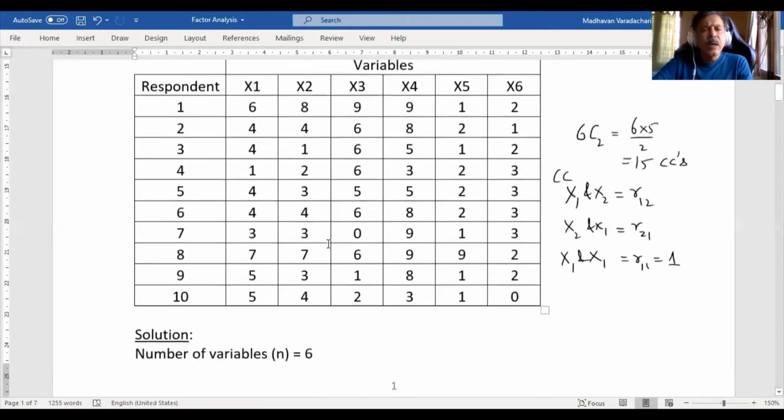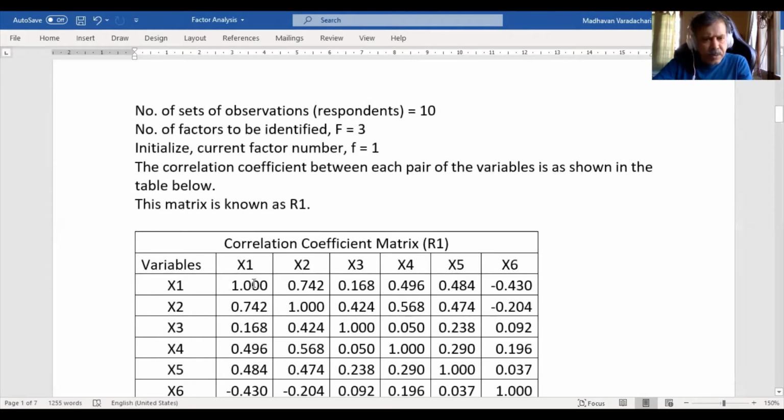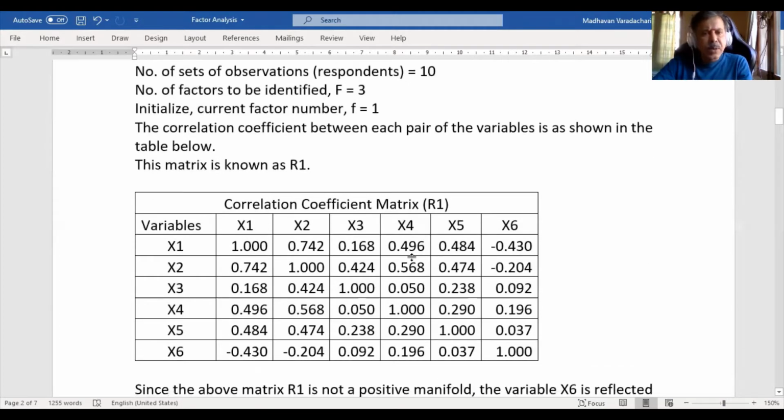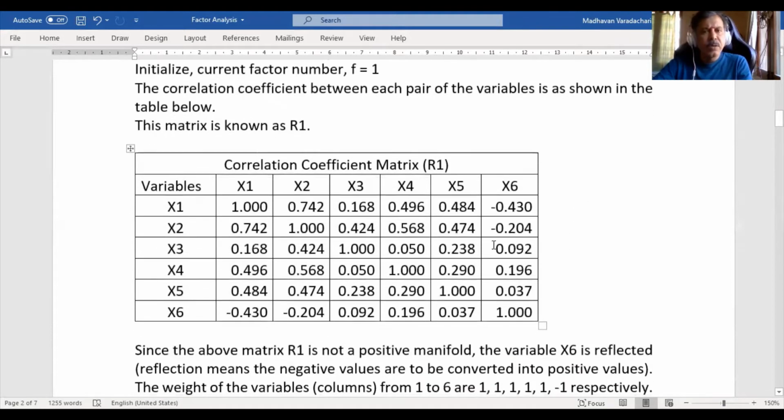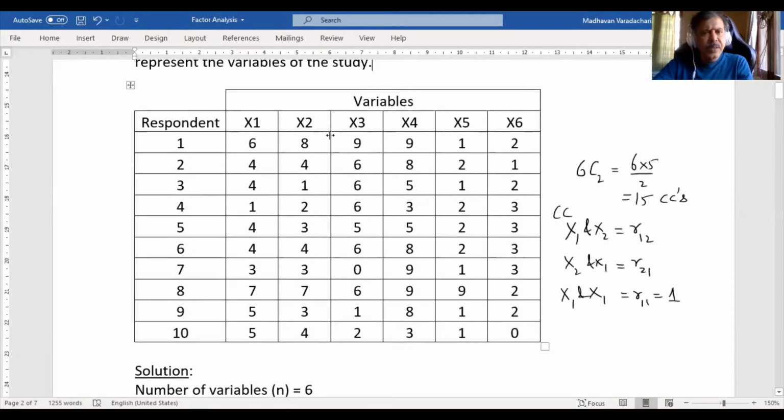Based on that, we will create a correlation matrix like this. The diagonal elements will be 1 because this is the correlation between X1 and X1, X2 and X2, X3 and X3, and so on. Another thing you may notice is X1 and X2 have a correlation coefficient of 0.742. The same will be there for X2 and X1. Below the diagonal and above the diagonal, the numbers will be the same. So how do we find the correlation coefficient? We can use Microsoft Excel, wherein you can feed in these data in columns, then select these data points together and find the correlation coefficient directly.